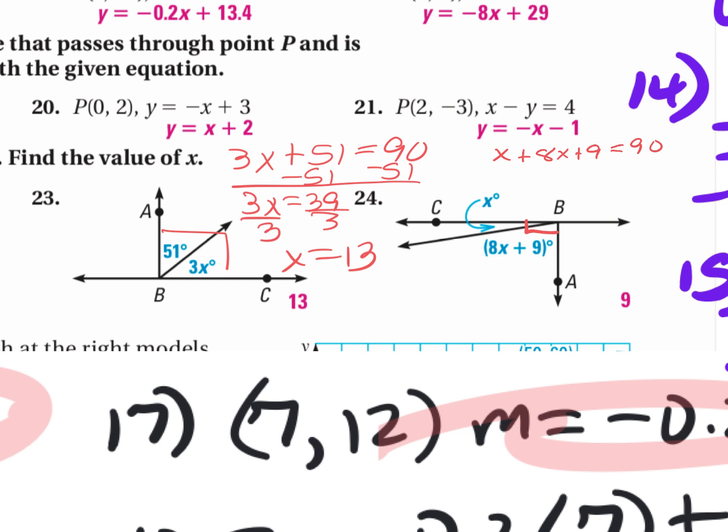I'm going to combine my 1x and my 8x, and I get 9x. I'm going to subtract 9, and I get 9x equals 81. Divide both sides by 9, and x equals 9.